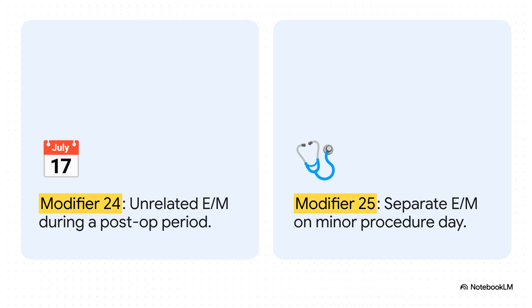You will definitely see these on the exam. Modifier 24 is used for an unrelated E&M visit during a post-op period. On the flip side, modifier 25 is used for a significant, separately identifiable E&M service that happens on the exact same day as a minor procedure. Keep those 2 straight in your head.